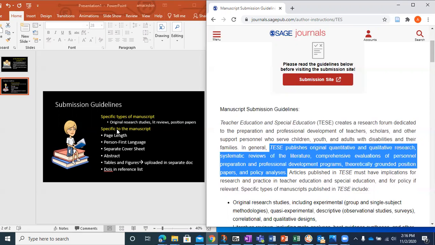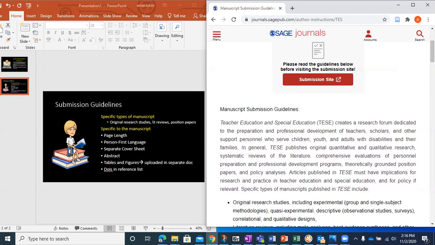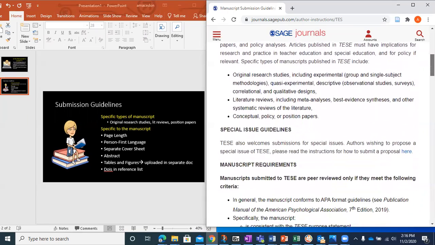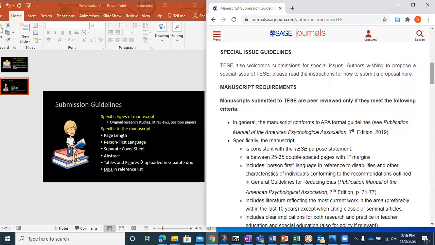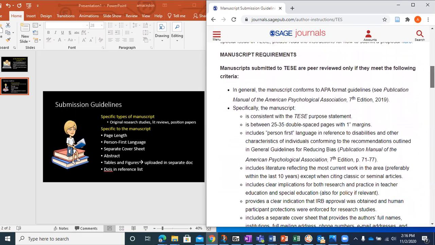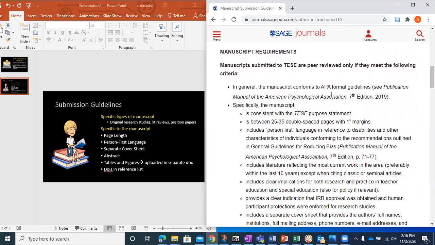Within the submission guidelines, you're going to note that there's also information about special issues, but when we get more into the manuscript requirements, the manuscripts submitted are peer-reviewed only if they meet the following criteria. One of the main points is that it's going to highlight your page length. Here's our page length for teacher education and special education: between 25 to 35 double-spaced pages with 1-inch margins.